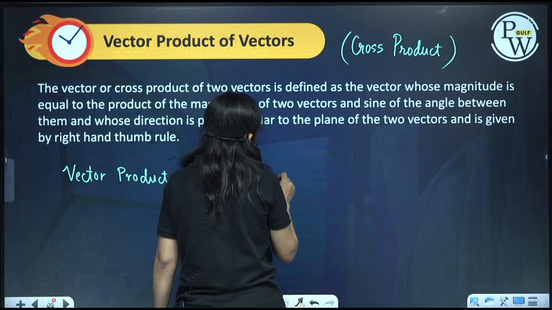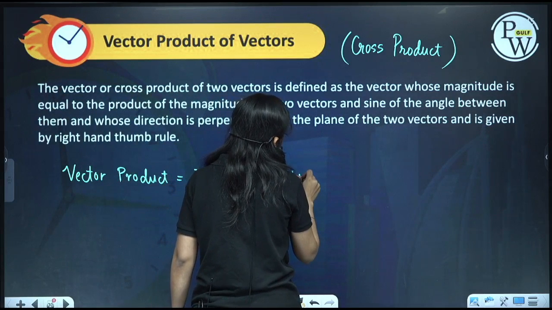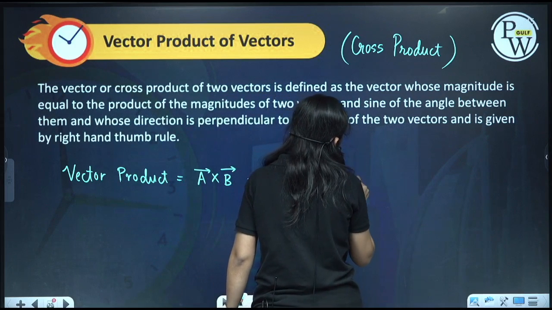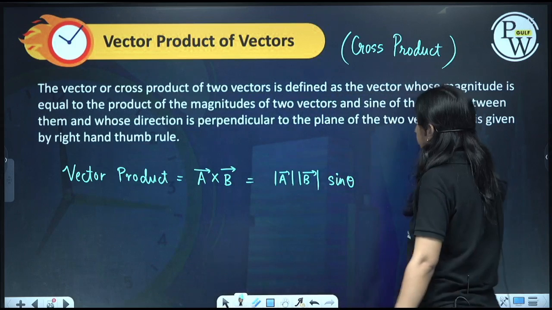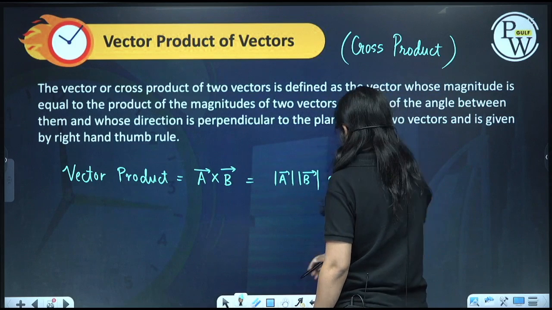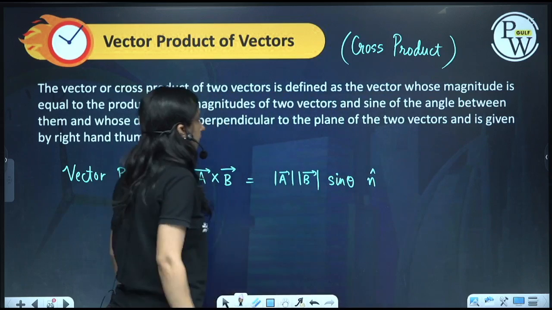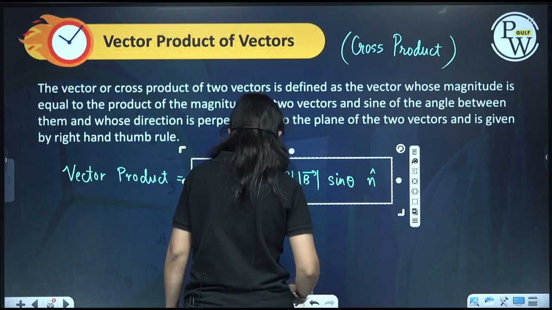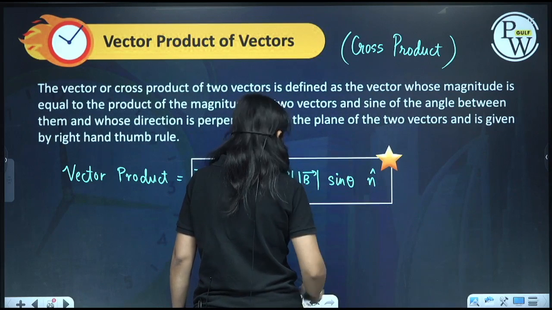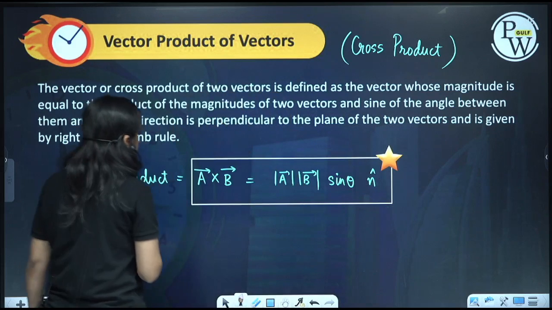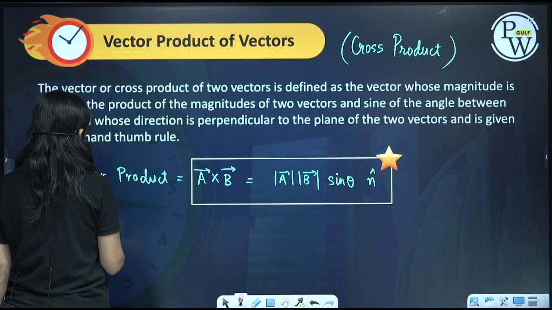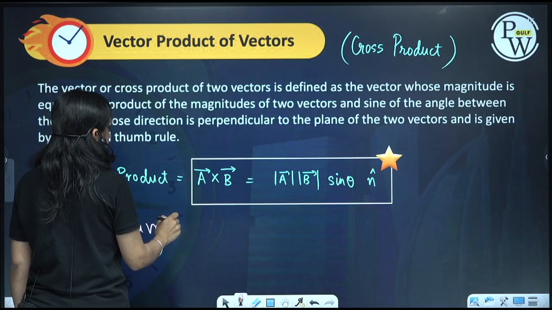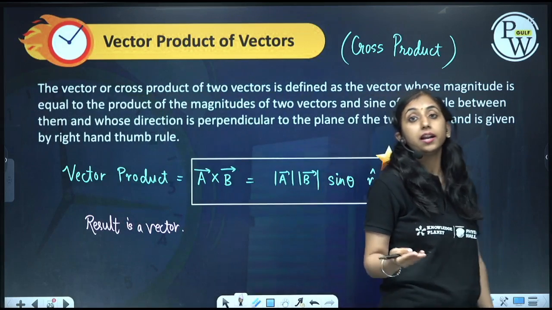This is equal to magnitude of A into magnitude of B into sine of the angle between them, and the direction n cap. Now see, A cross B is equal to AB sine theta, and the direction is n cap. So what we are getting is, result is a vector. After multiplication of two vectors, we are getting a vector.